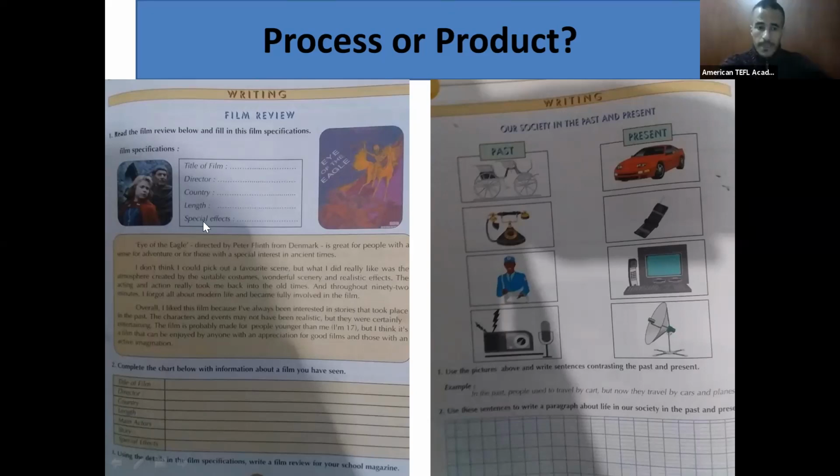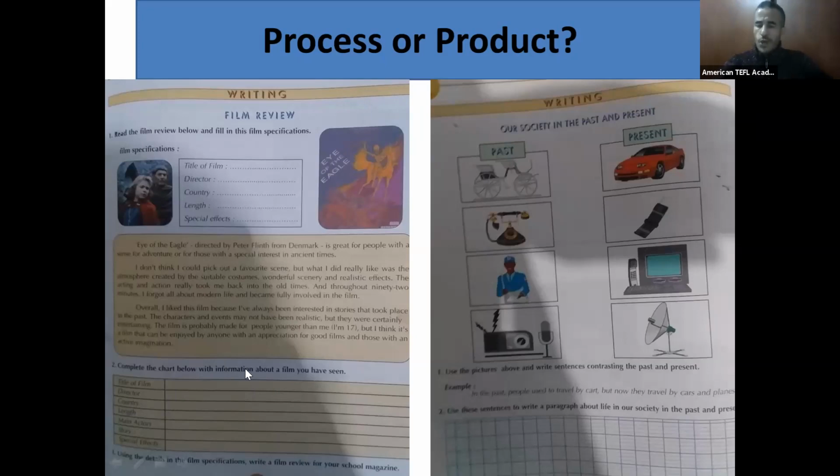So look here. This is the product. Look, the Eye of the Eagle, directed by Peter Flint from Denmark, is a great. So this is a product. From the very beginning, we gave them the film review. Now, what students should do is just imitate the title, the director, the country. We call it product because the teacher gives the writing.